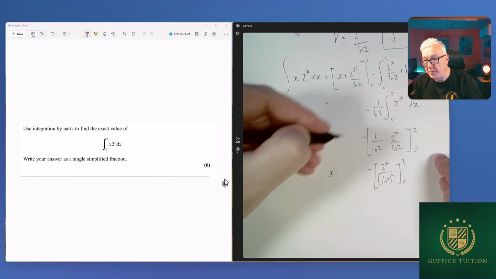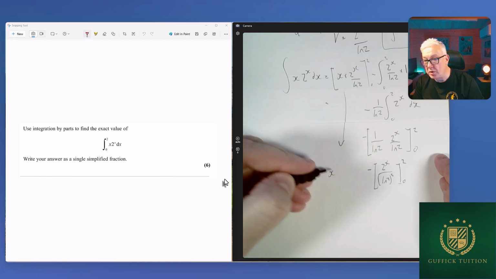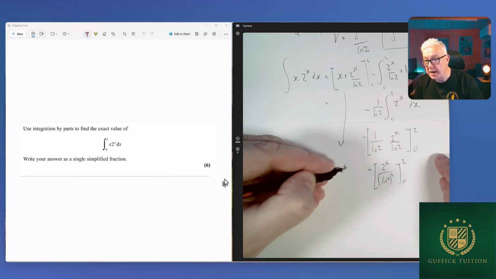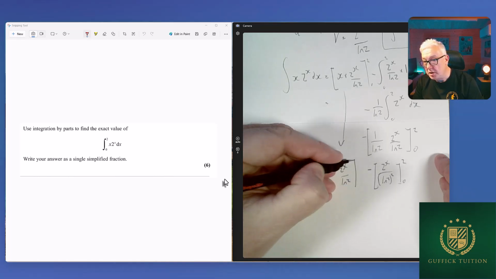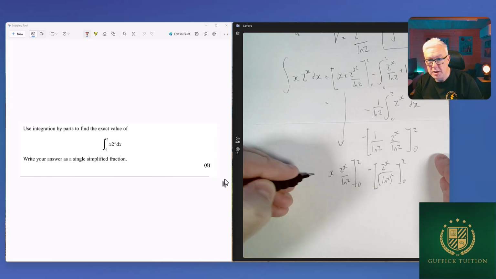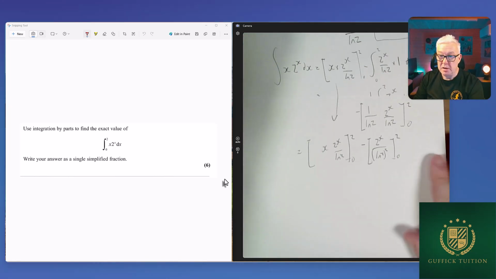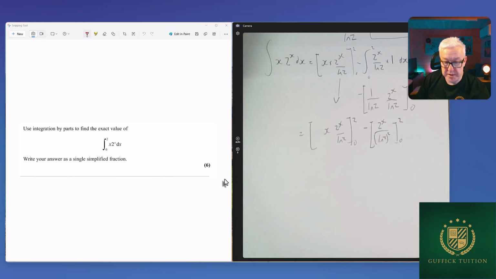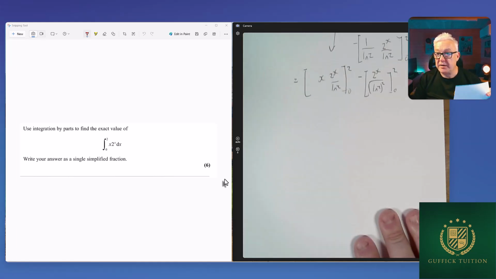Now the other bit, if we drop that down from above, that was x times 2 to the x over ln 2, between 2 and 0. So we've done our integration now, and it's now time to start subbing in to our expression and see what we get when we sub in. So let's have a look.